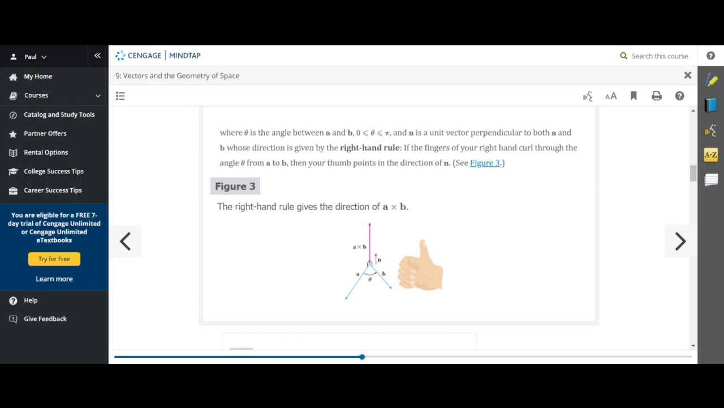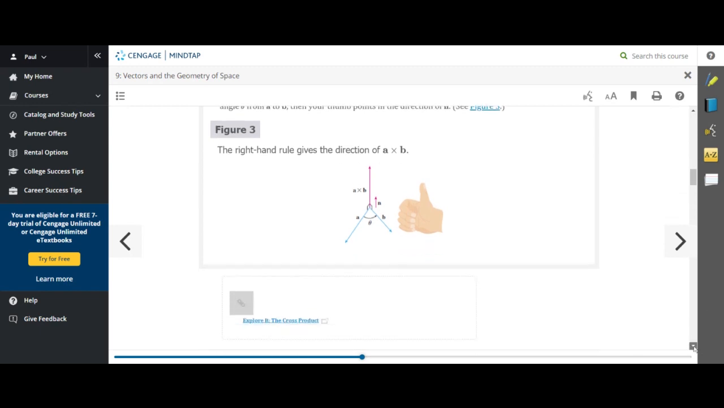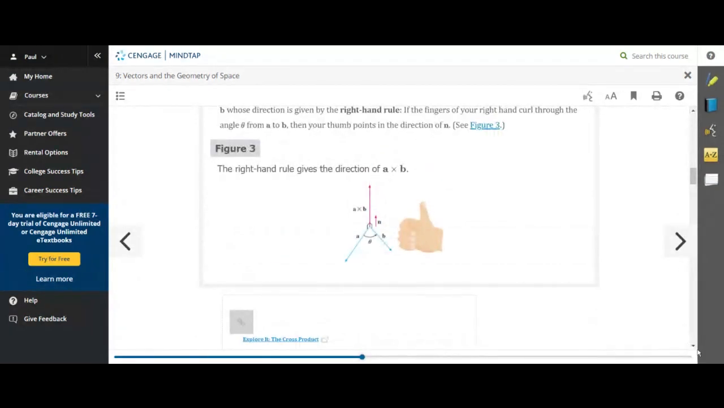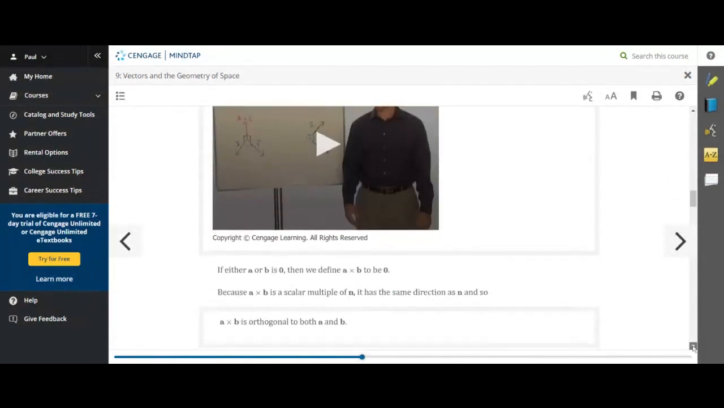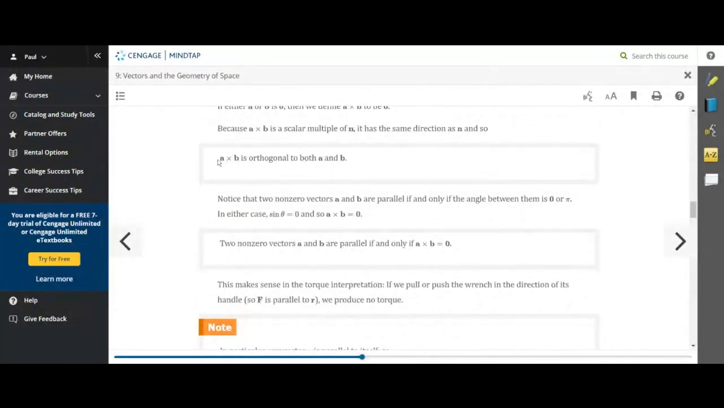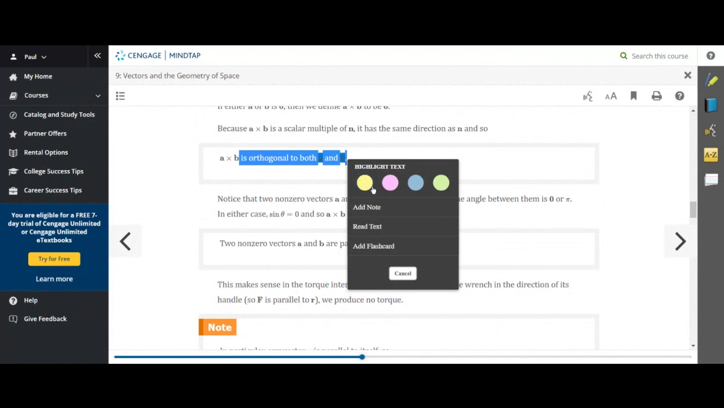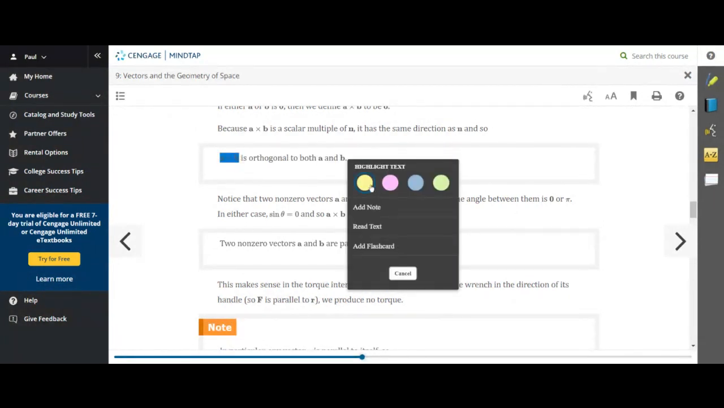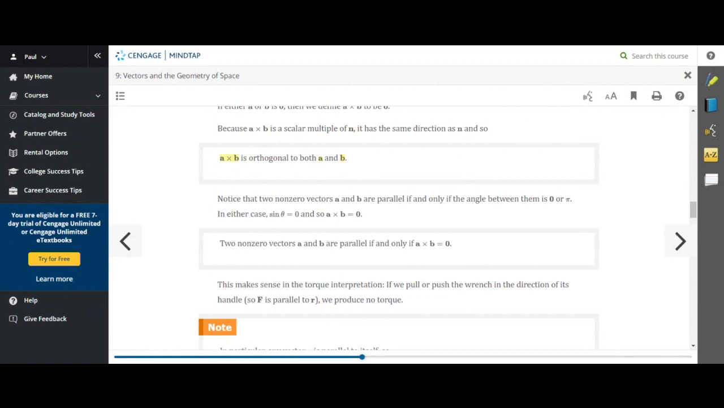All right, so we say then that the vector A cross B is orthogonal to both vectors A and B. Okay, so let's look at a few examples.